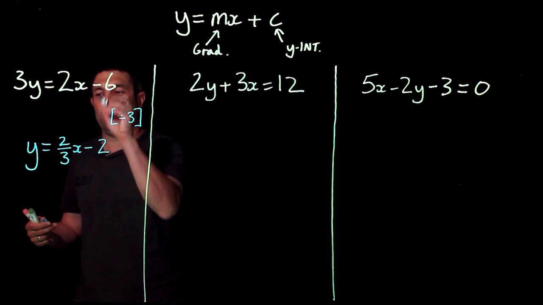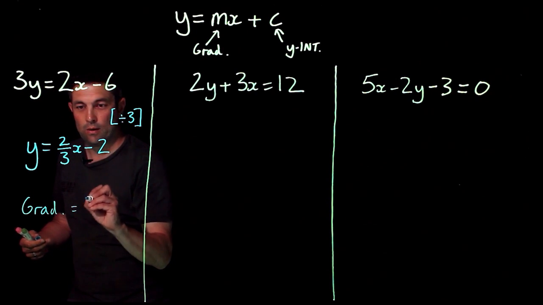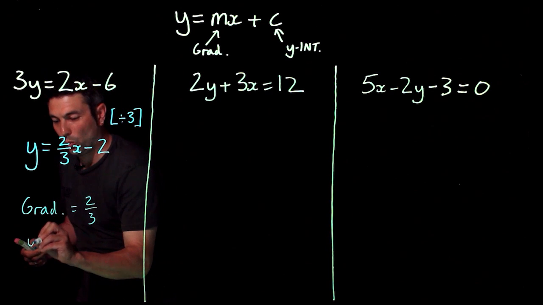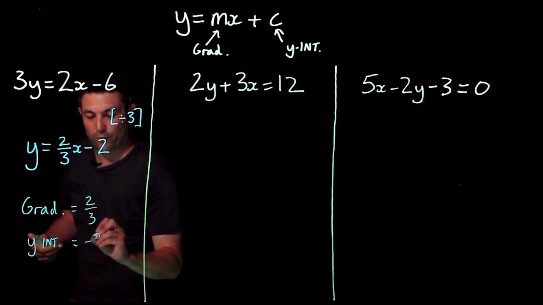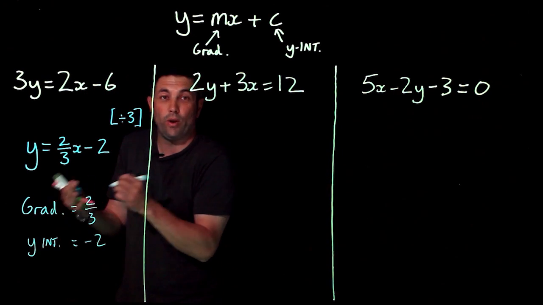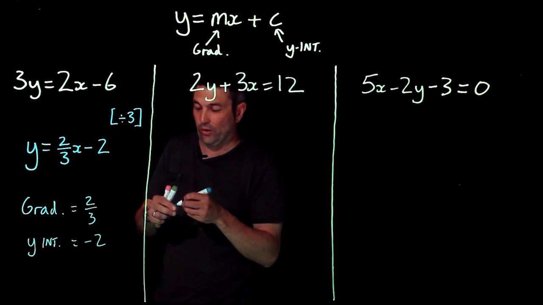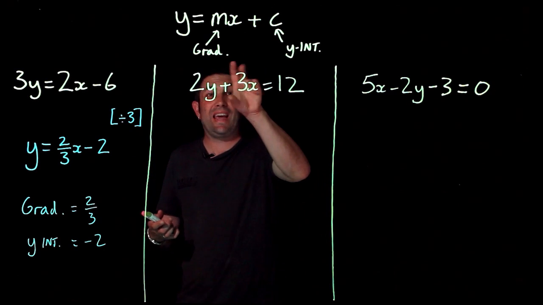Don't forget the minus. So the gradient of this line is 2/3, and the y-intercept is minus 2. Don't forget the minus there in front of the 2. Remember the sign goes before the number and goes with that number. So there you go.